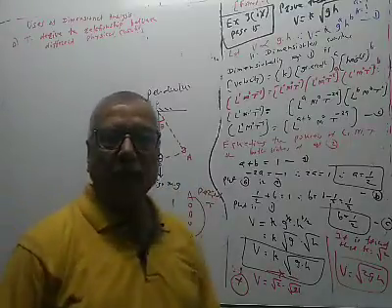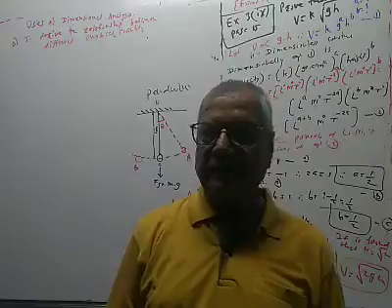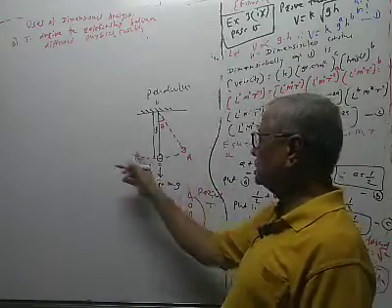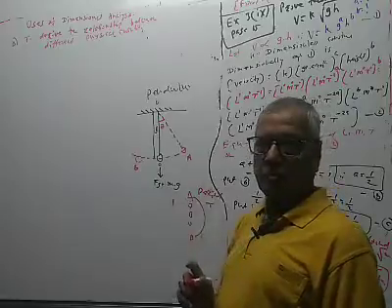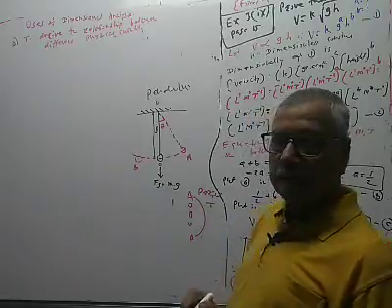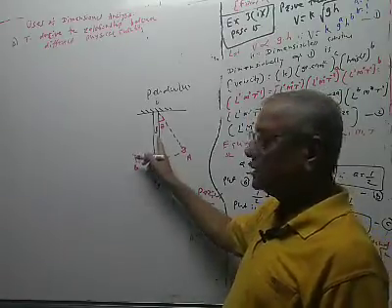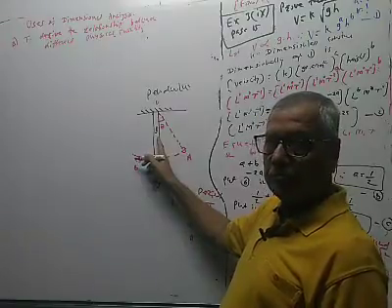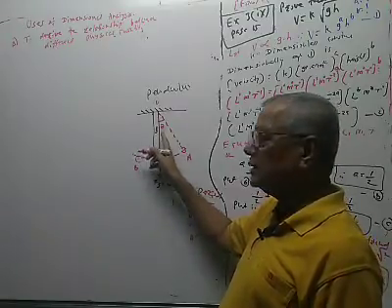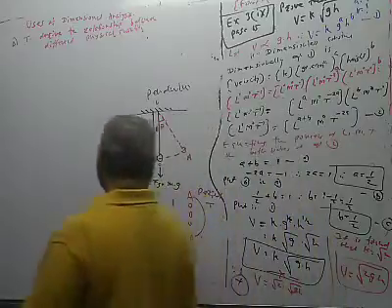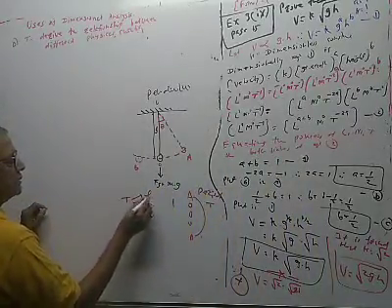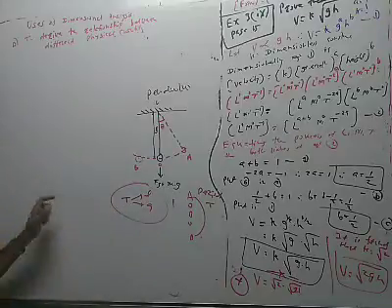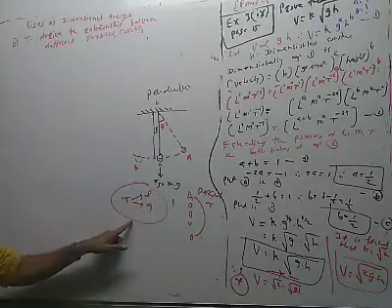Time taken by the bob of the pendulum to complete one oscillation, one vibration, is called as a period. So this period of the pendulum depends upon length and gravitational acceleration. So we have to find the relationship between these three quantities.